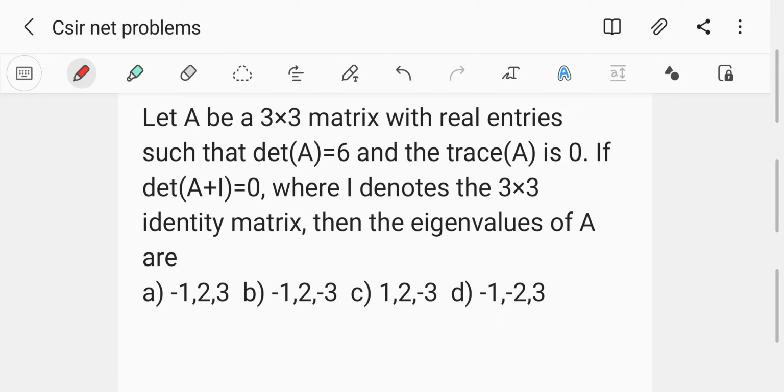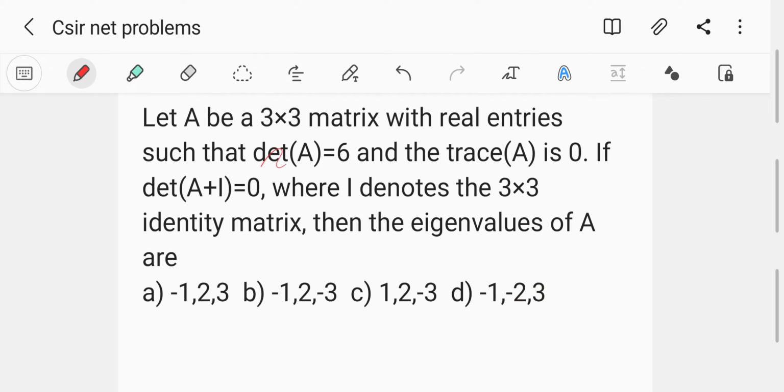Today we will be solving a CSIR NET problem on matrices. This is a part B question, therefore only one option is correct. What is given? Let A be a 3 cross 3 matrix with real entries such that determinant of A is equal to 6 and trace of A is 0. If determinant of A plus I is equal to 0, where I denotes the 3 cross 3 identity matrix, then the eigenvalues of A are. Four options are given. We need to find the eigenvalues of A.